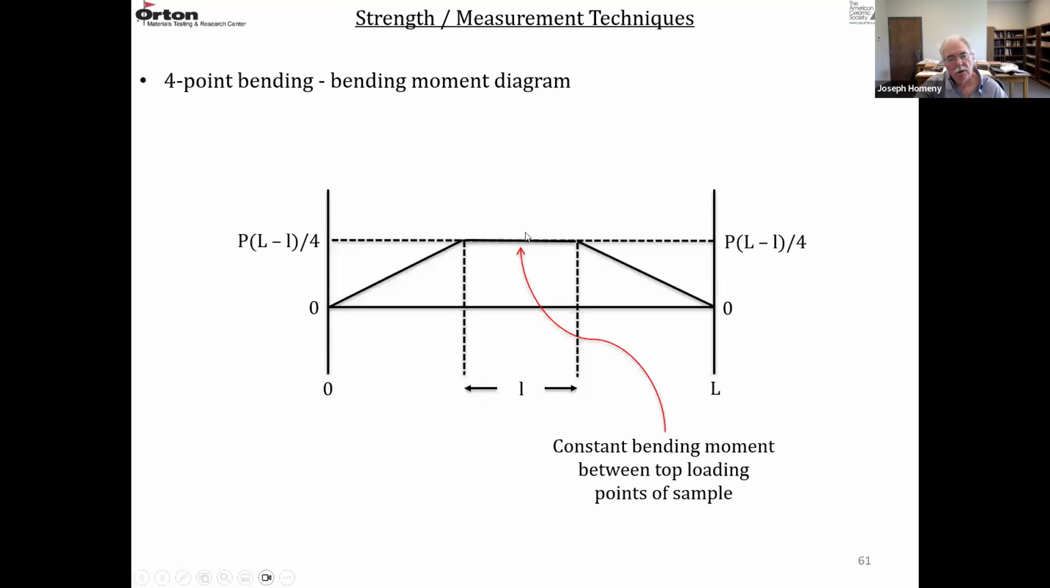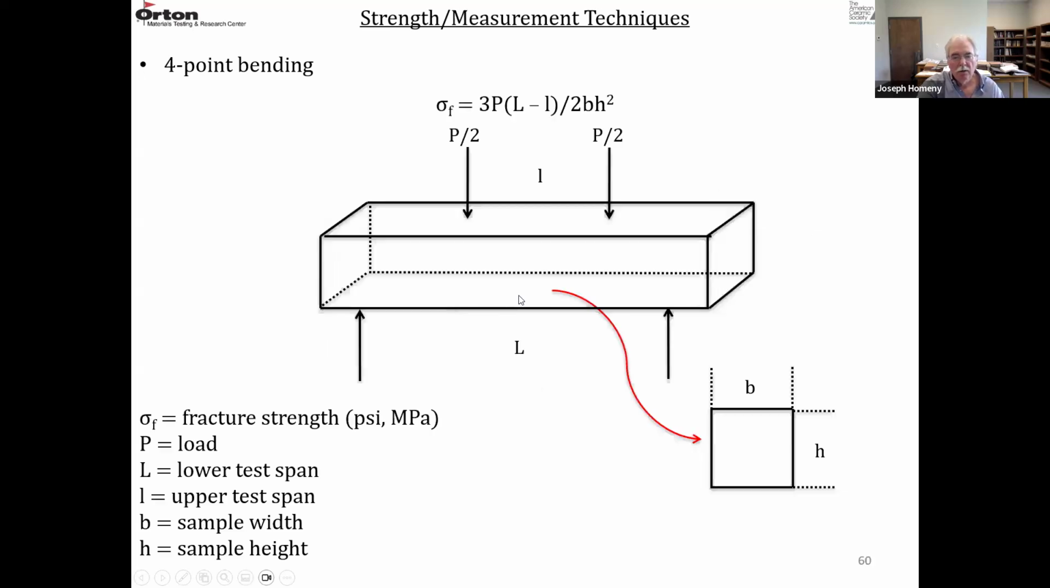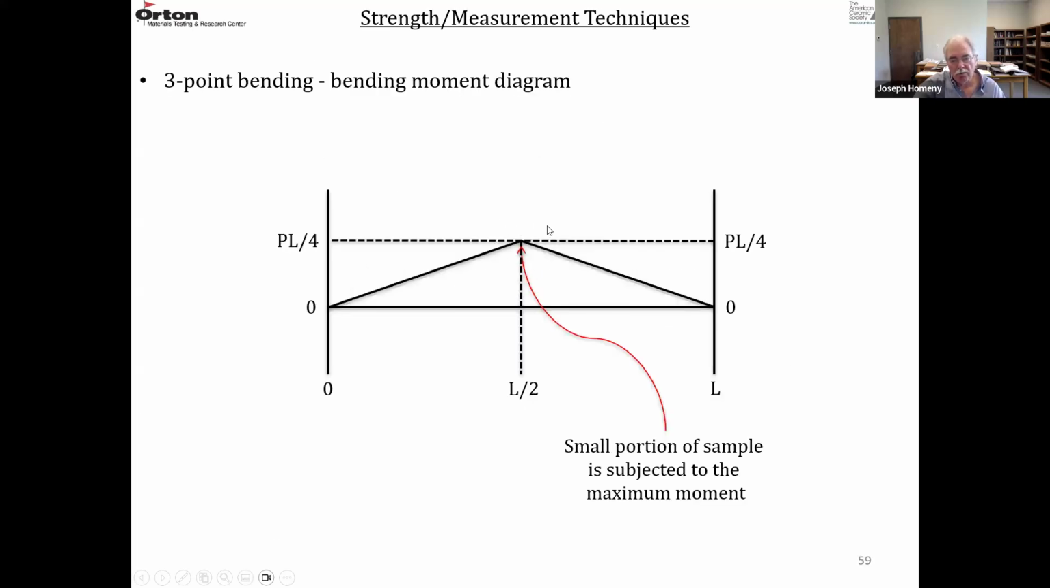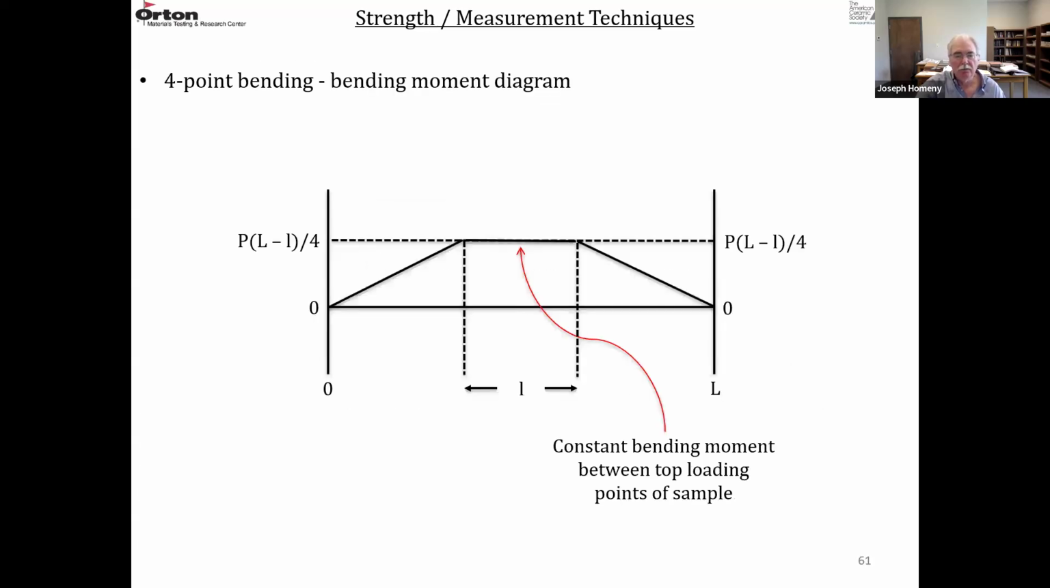Because this is a bigger volume under a maximum load, it's going to give you a smaller strength because you're going to find a more critical flaw in this bigger volume compared to this really small volume under the maximum load. So a 3-point bend test is going to have more scatter in the strength measurement, and it's going to have a higher strength than a 4-point measurement, which is going to give you a lower strength but less scatter.